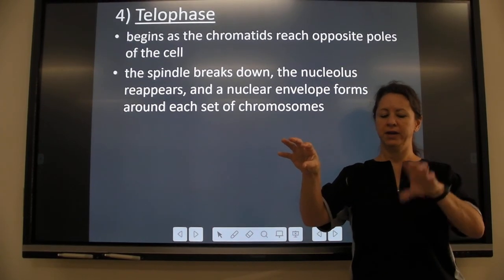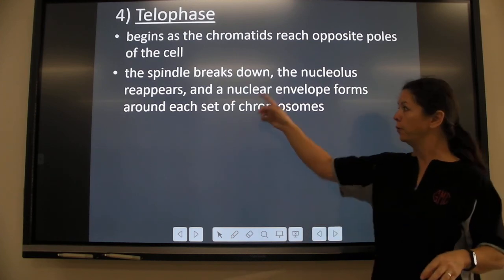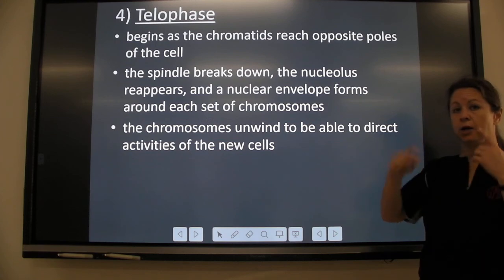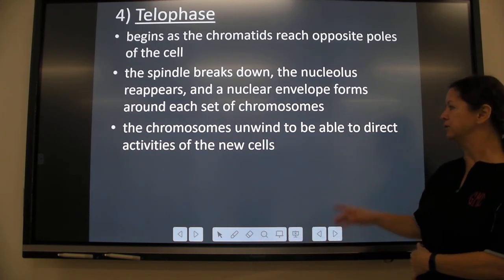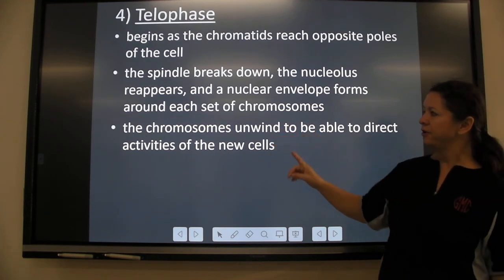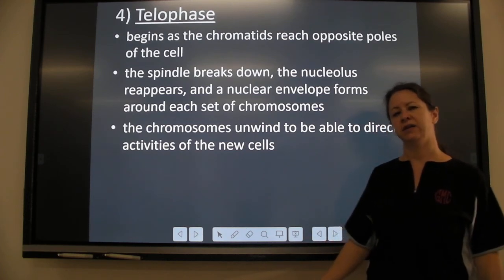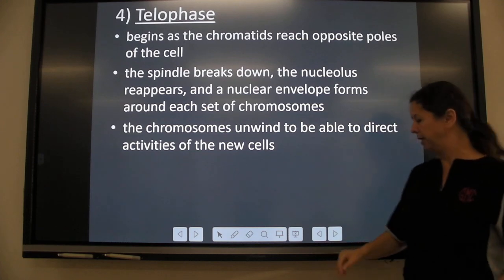A nucleus at one end and a nucleus at the other end, because that nuclear envelope forms back up. All right? The chromosomes then unwind. So they've been all nice and coiled up. Now they unwind and they become that big old tangled mess again. But they have to unwind so that they can direct activities of the cell. So now that they're unwound, they can tell cells what to do again.